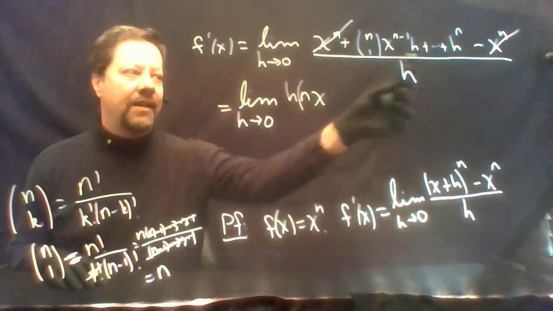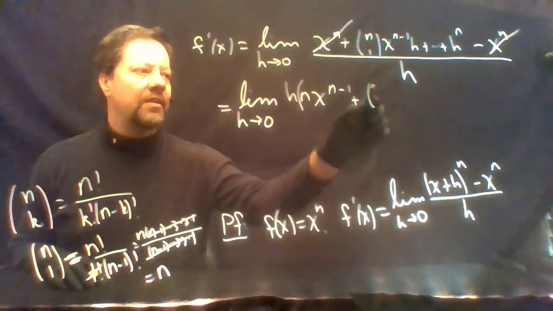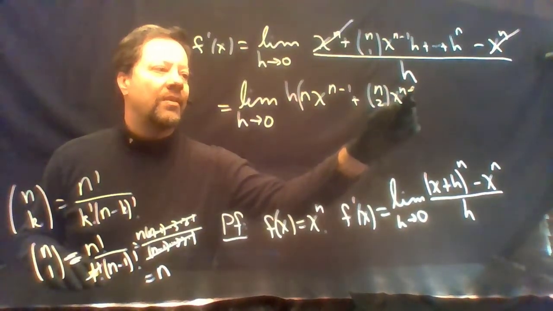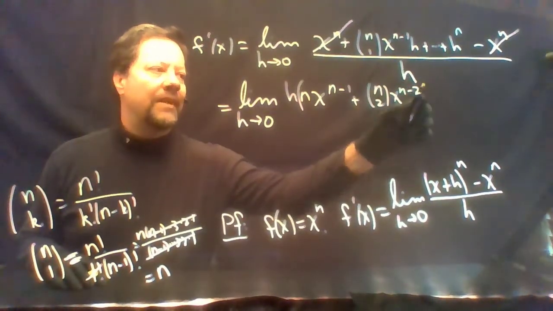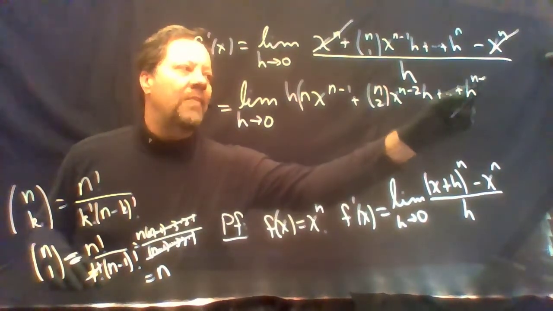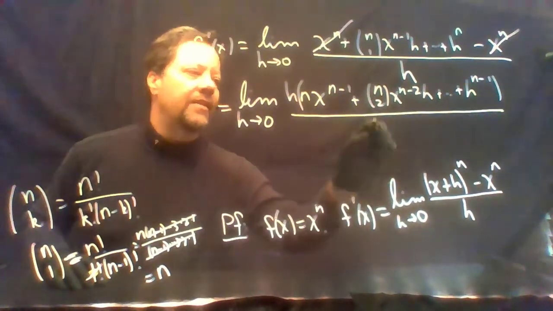I'll factor an h out. On the next term, we have n choose 2, x to the n minus 2. We had an h squared here. We'll now have just an h. And we'll end with h to the n minus 1, since we're taking one factor of h from every single term.